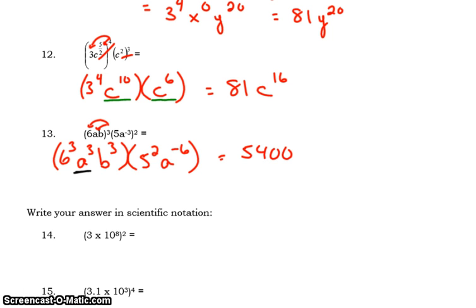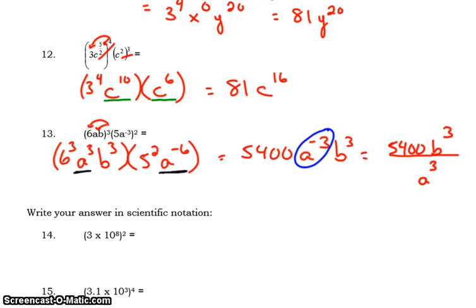Notice I've got like bases here, a to the 3rd and a to the negative 6. I keep the base, add the exponents. B to the 3rd doesn't have anybody to multiply with, so I'm just going to keep him b to the 3rd. Now there's only one negative exponent in this problem that I have to worry about, so it's only the a to the 3rd that's going to move to the denominator. Everybody else, 5,400 and b to the 3rd, stay.